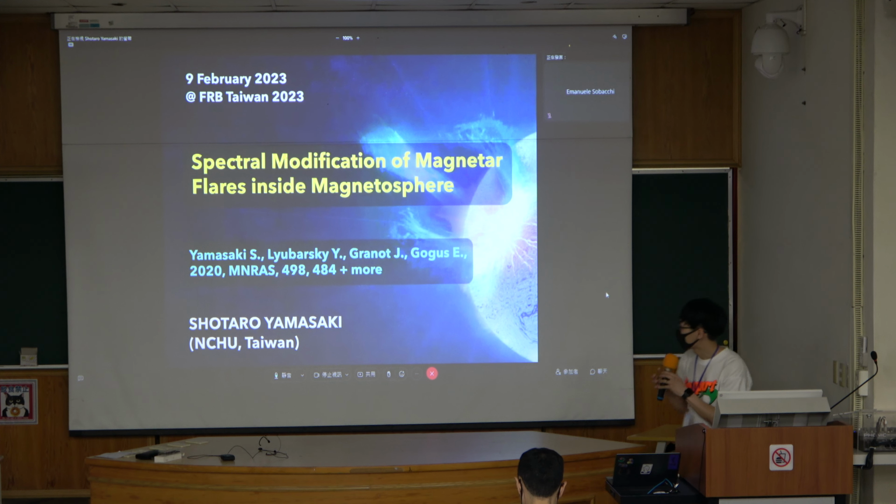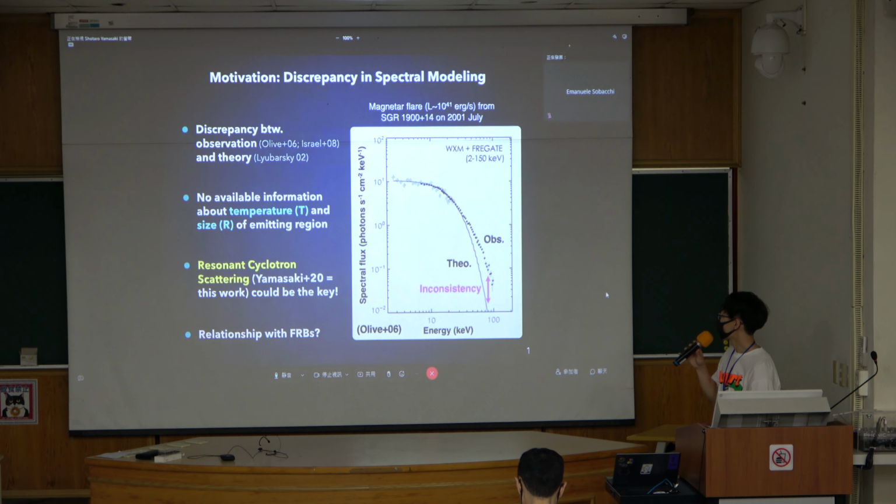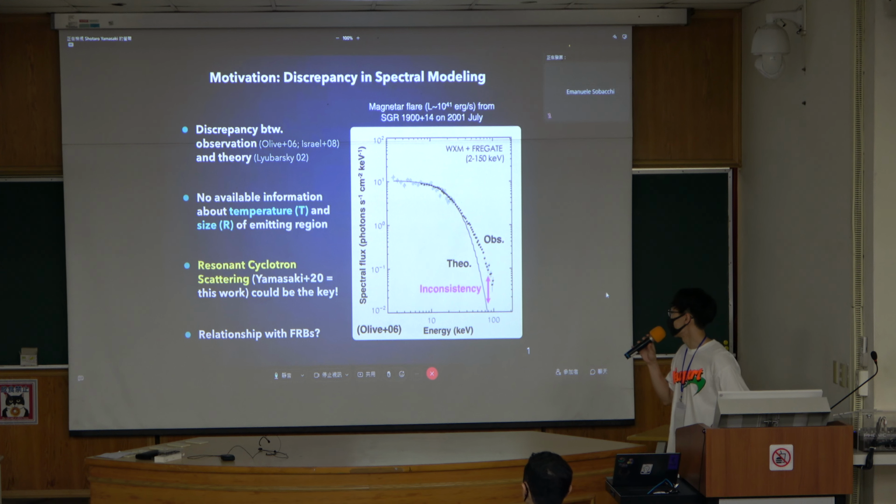Okay, so let me raise a question first. This figure shows the typical magnetar flare spectrum in X-ray to gamma ray. You can see the observation as dots, and also the theoretical line here. And you see a huge inconsistency at a few tens of keV. This discrepancy has remained a long-standing problem since the discovery of magnetar flare.